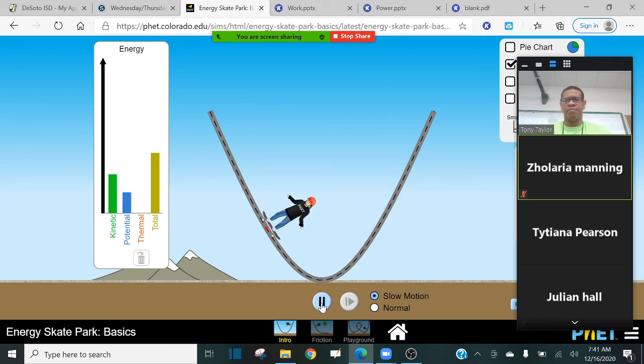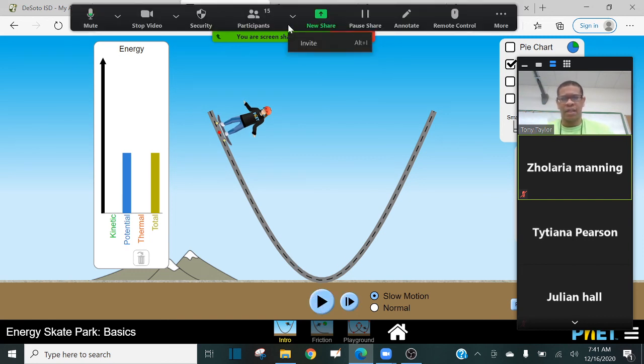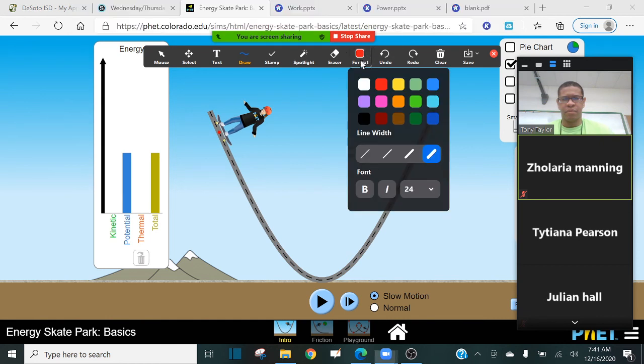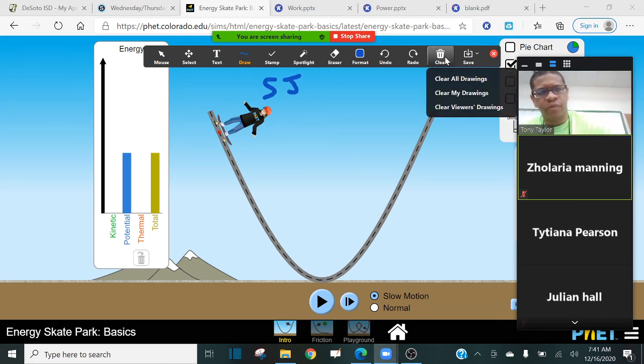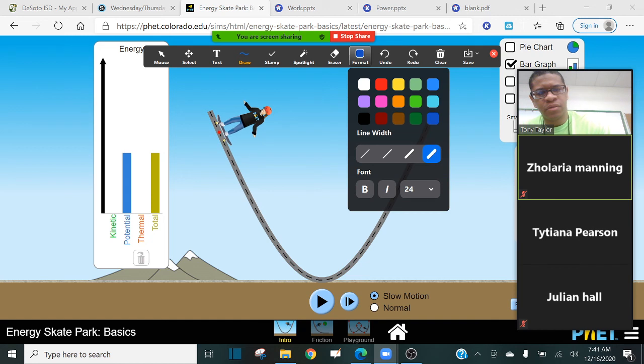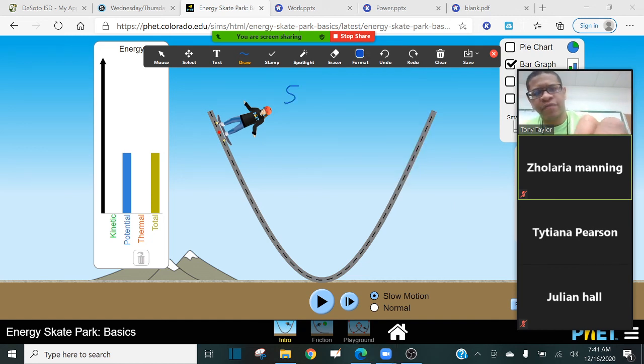For instance, guys, imagine that the skateboarder is at the top of this hill here. And let us imagine that at the very top, he has 5 joules of potential energy. So why is that at the very top?